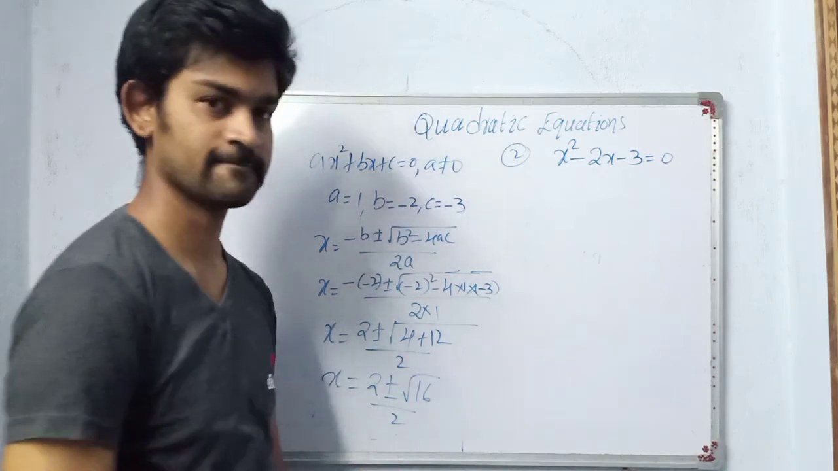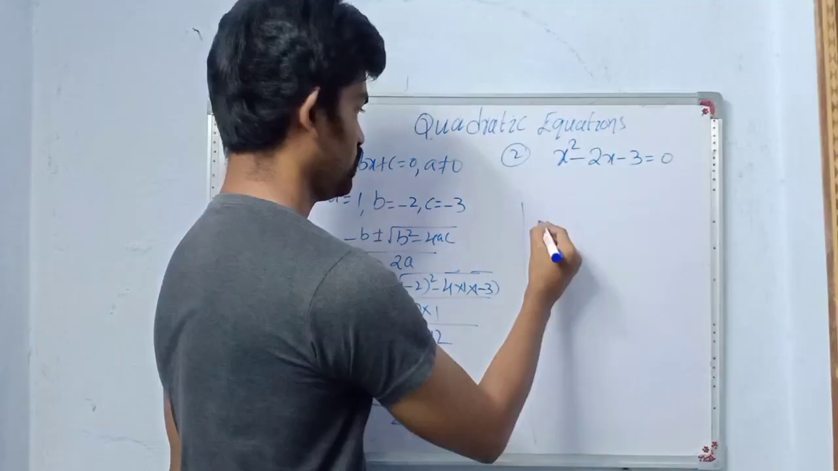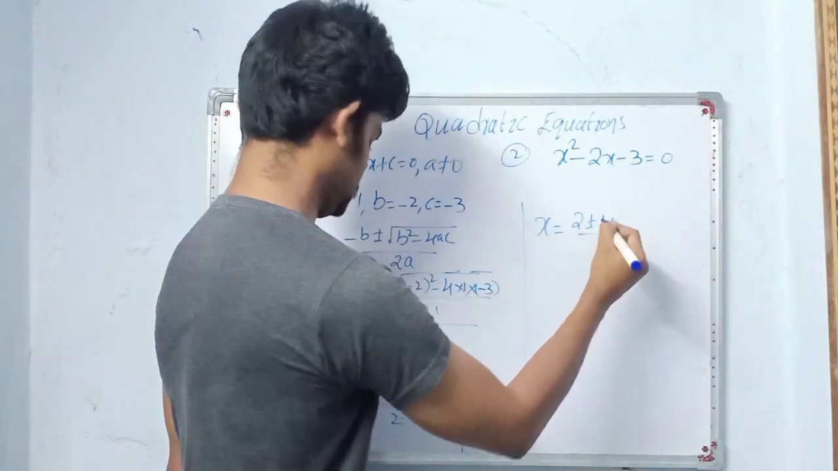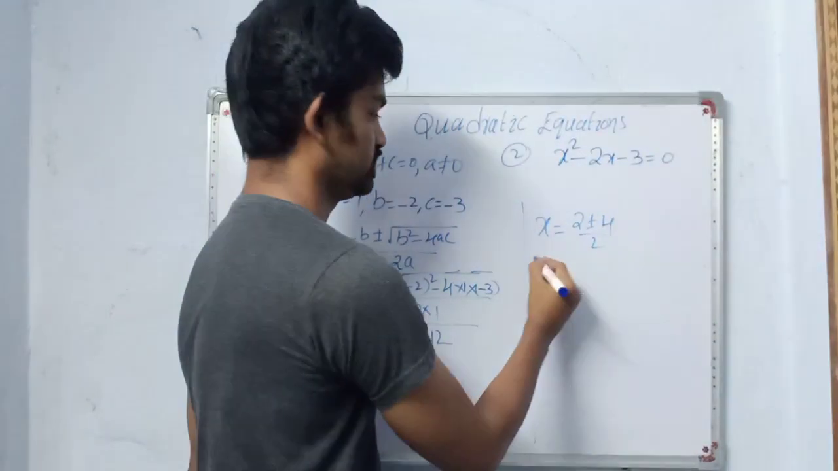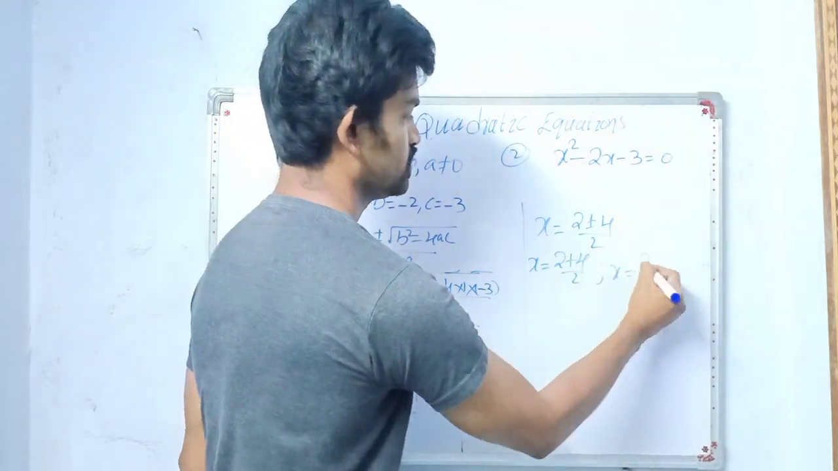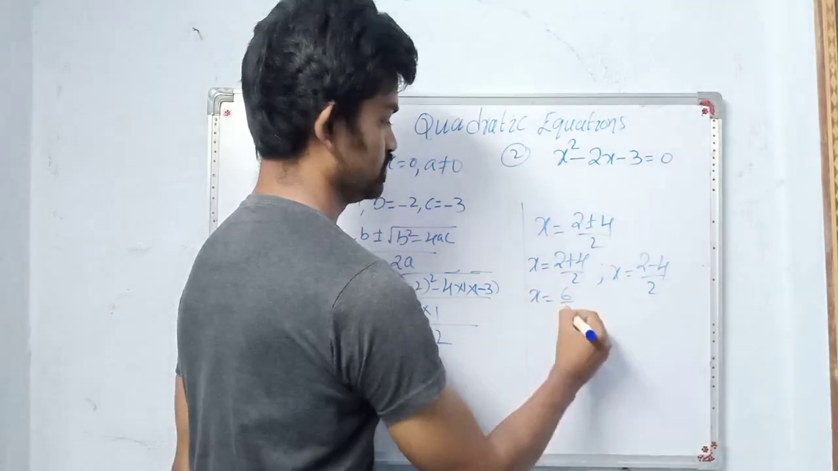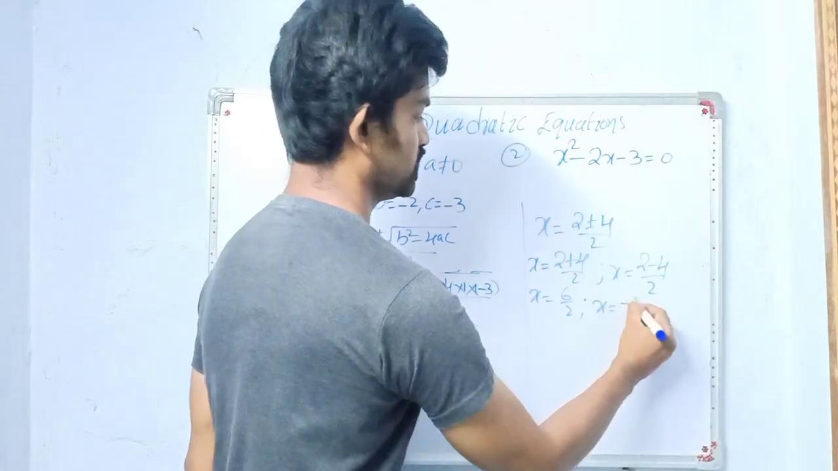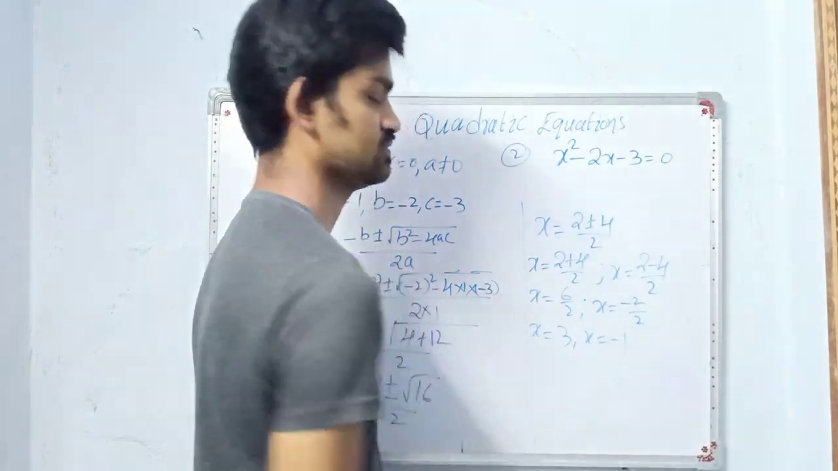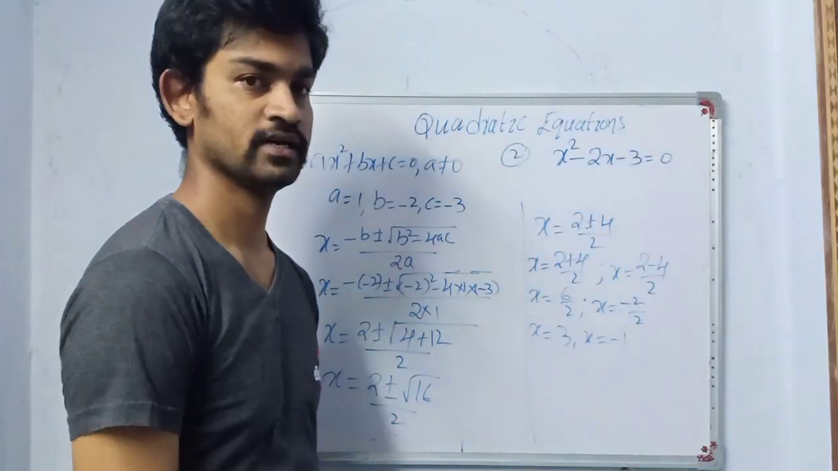Is 16 a perfect square? Yes, it is a perfect square. So root 16 value is 4. So x is equals to 2 plus or minus root 16 is 4 by 2. Again split. 2 plus 4 by 2 and the other value 2 minus 4 by 2. So x value here 6 by 2, next value here minus 2 by 2. X value how much here? 3. Here x is minus 1. So these two are the solutions of the given quadratic equation.